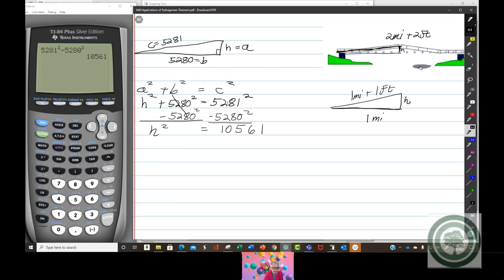Okay, so here's what I did: 5,281 squared minus 5,280 squared. Now, I take the square root of both sides, but I do not say plus or minus because I'm talking about the height of a bridge and I definitely don't want that to be negative because that would mean it's sagging. That would be really scary. So H is going to equal the square root of that.